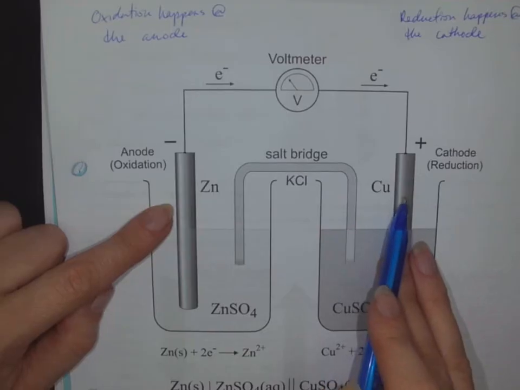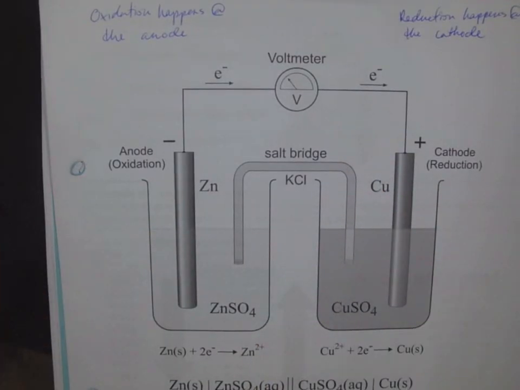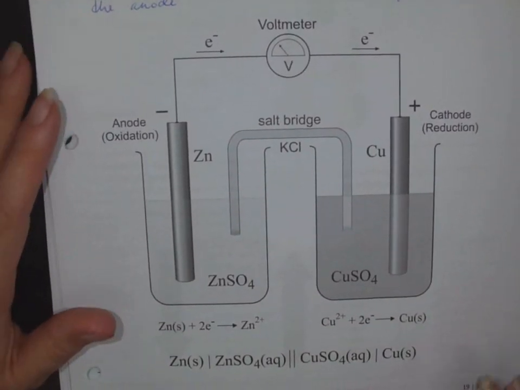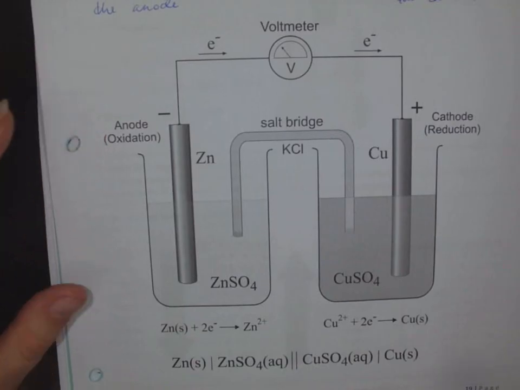That's what makes it the cathode. It's being reduced by gaining those electrons. All right, great. Flow of electrons is voltage. Like if we can get electrons to move, then that movement of electrons creates electricity, which is our voltage.